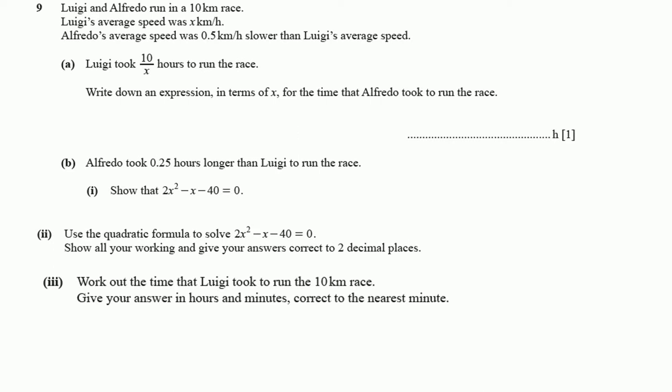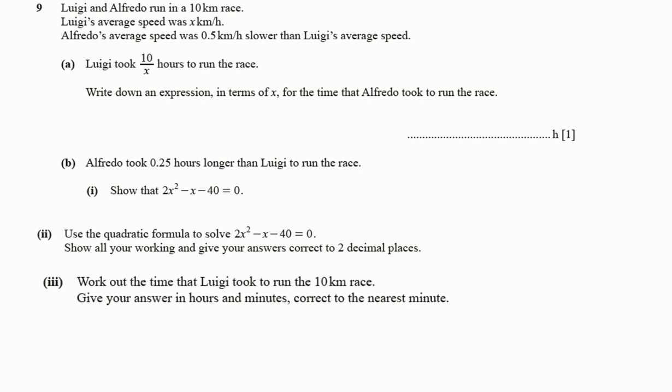So our last question is a big monster of a thing, so let's get stuck in. Luigi and Alfredo run in a 10-kilometer race, and Luigi's average speed was x kilometers per hour. Alfredo's average speed was 0.5 kilometers per hour slower than Luigi's average speed. Luigi took 10 over x hours to run the race. And I want to know an expression for the time Alfredo took to run the race.